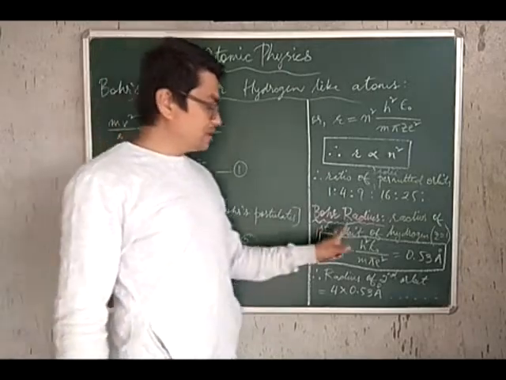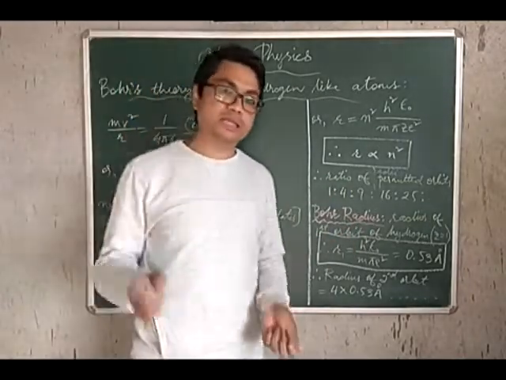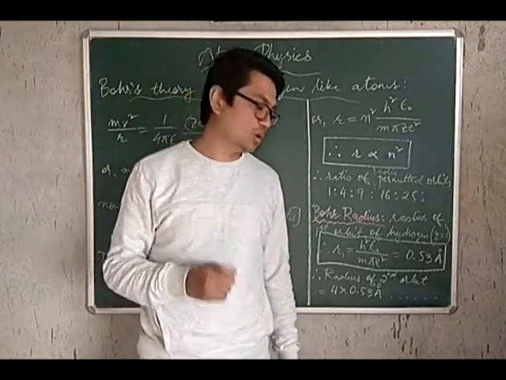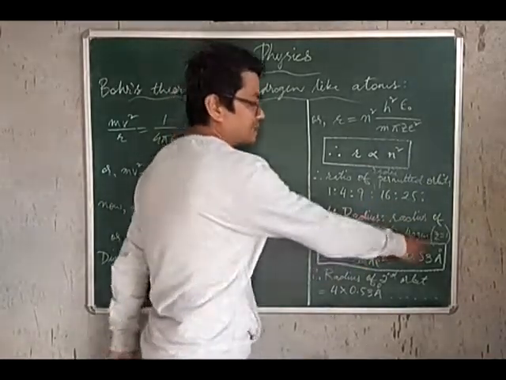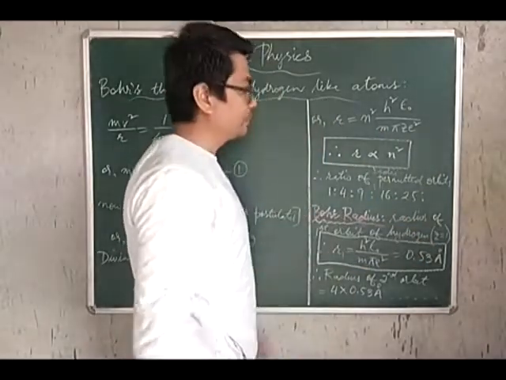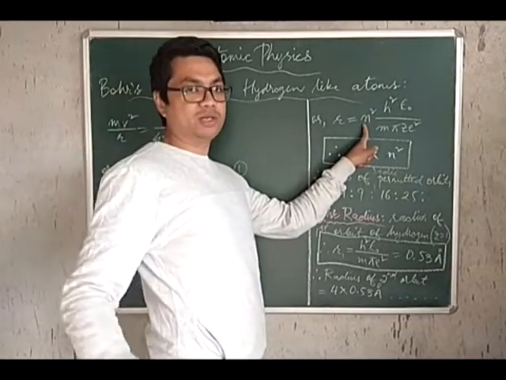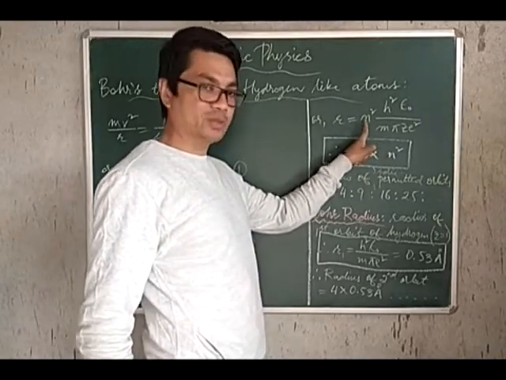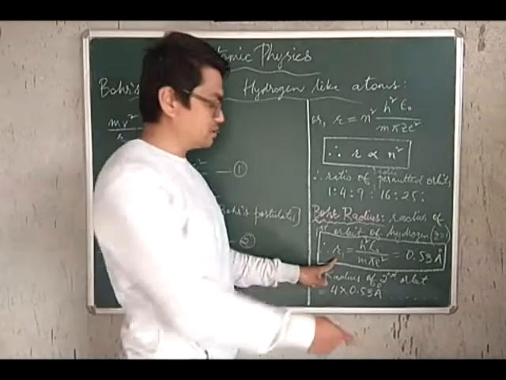Now, let us focus on Bohr radius. What is Bohr radius? Bohr radius is the radius of the first orbit of hydrogen, the first stable orbit of hydrogen. For hydrogen, the atomic number Z is 1, and the principal quantum number n is 1, since we are only talking about the first orbit of hydrogen. We are calling it R1, Bohr radius.